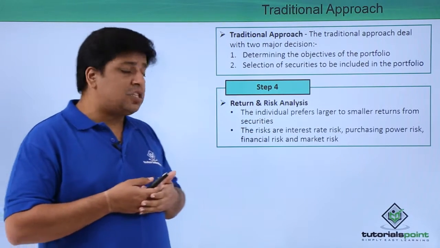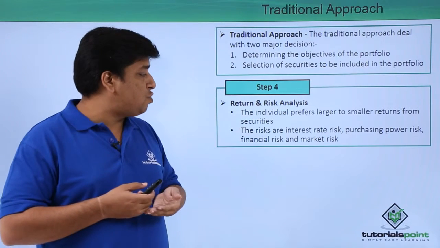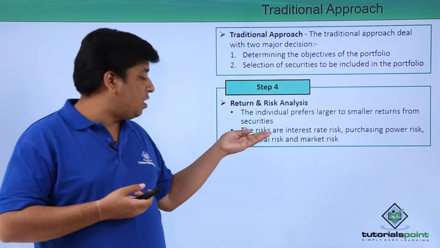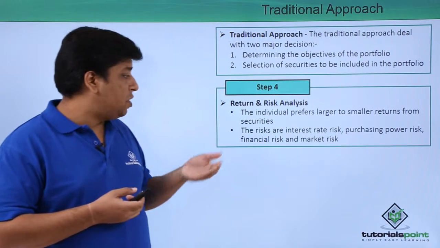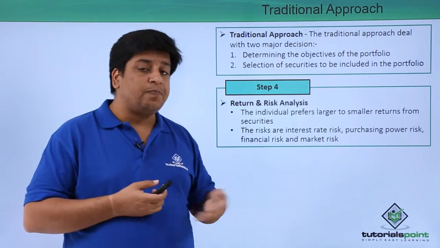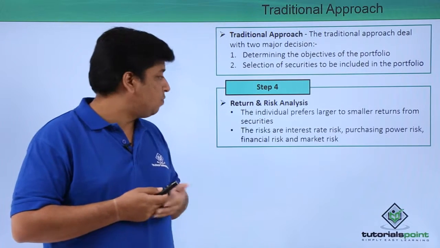Step 4 is return and risk analysis. The individual prefers larger to smaller returns from securities. The risks are interest rate risk, purchasing power risk, financial risk and market risk. We have seen all these risks in our previous videos.